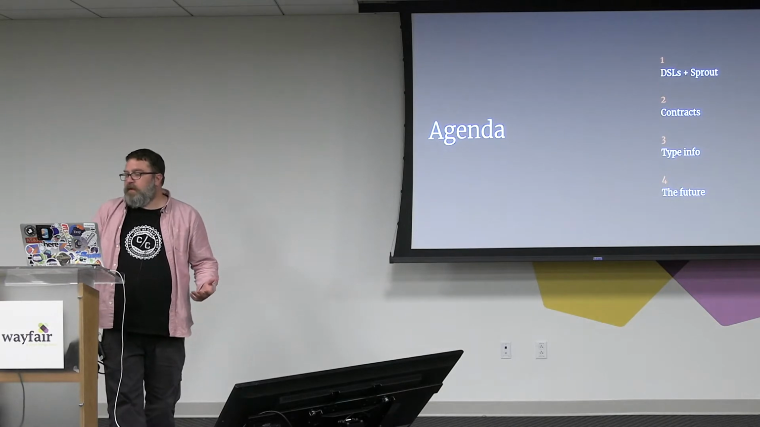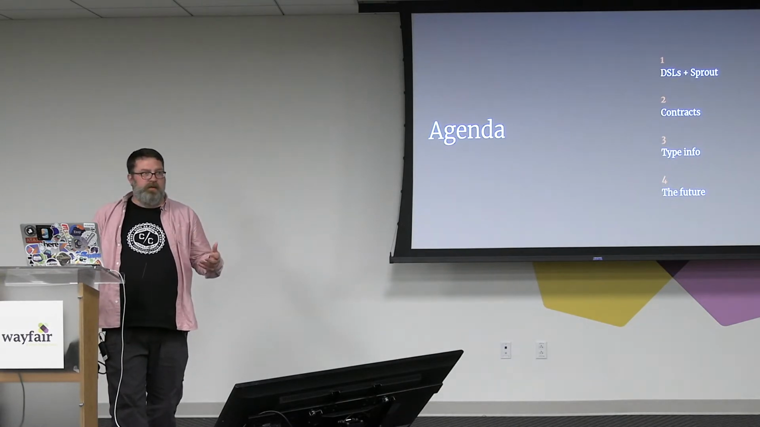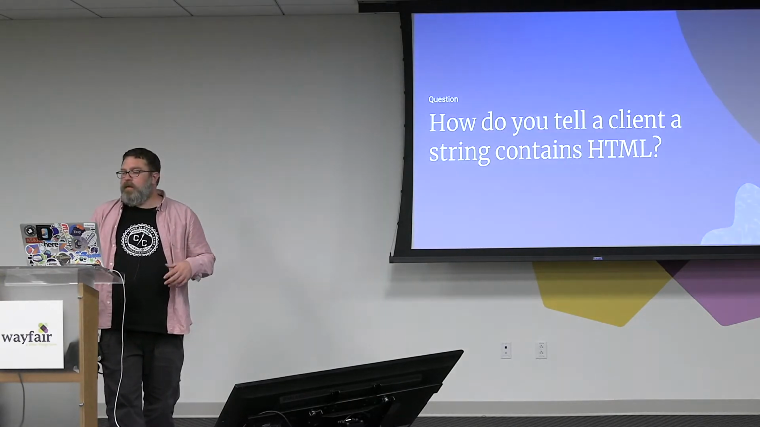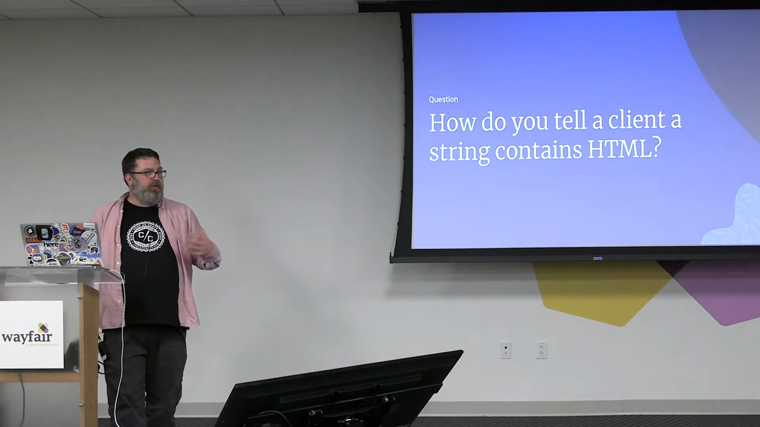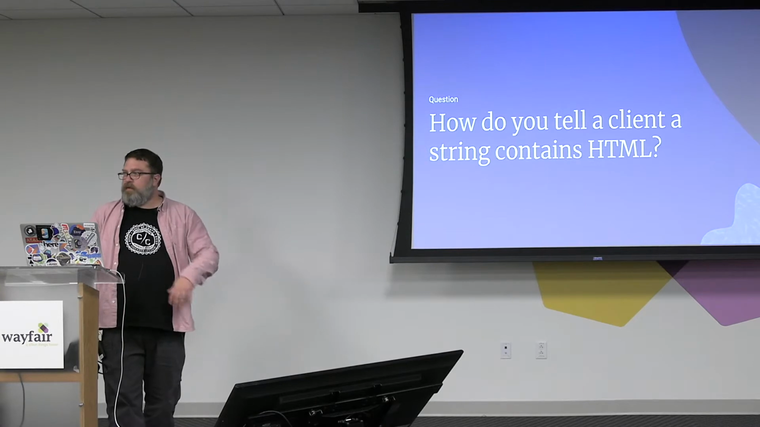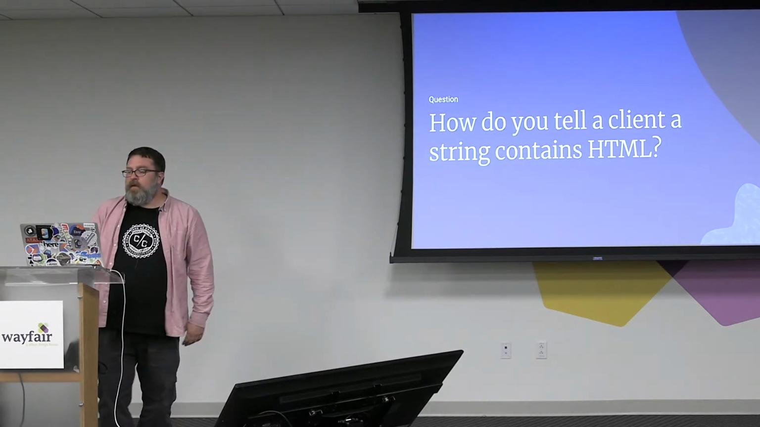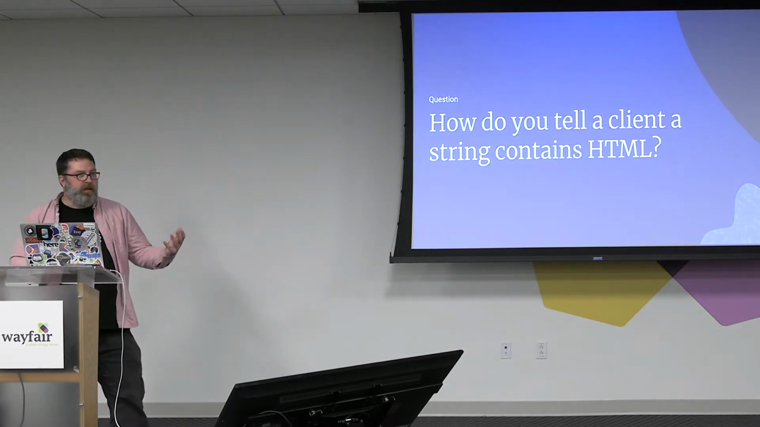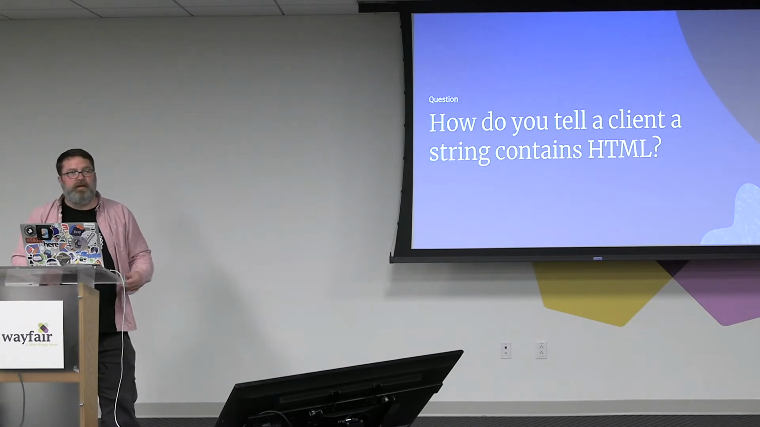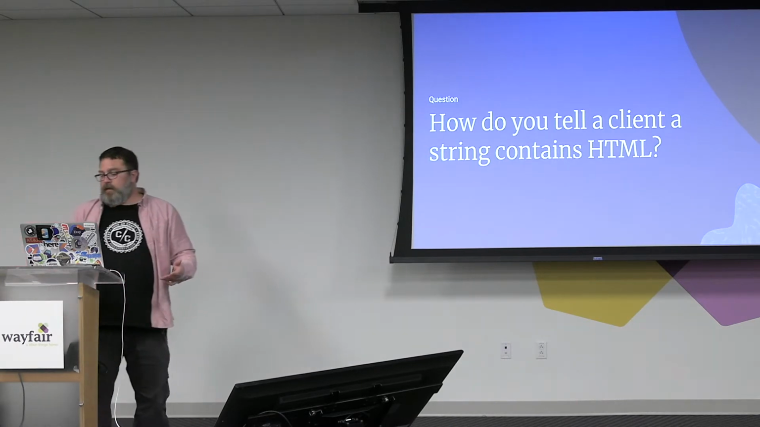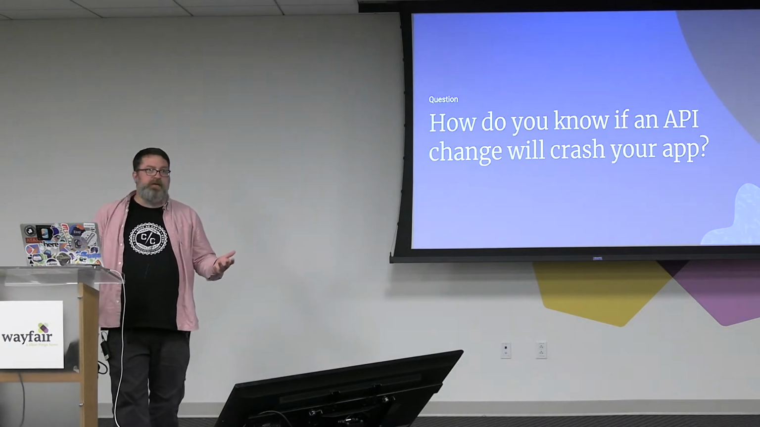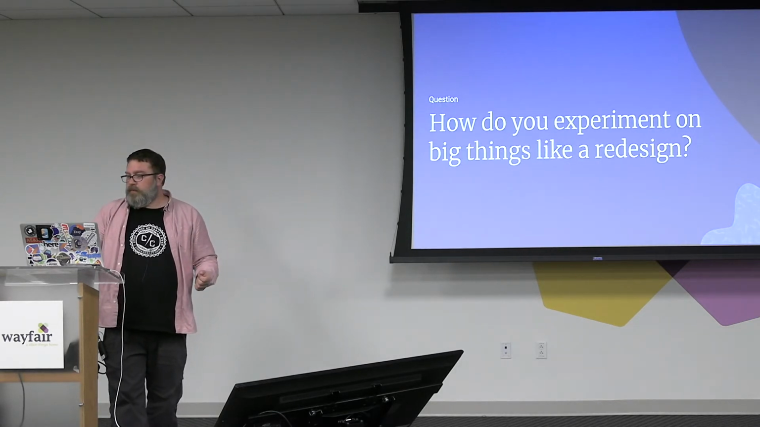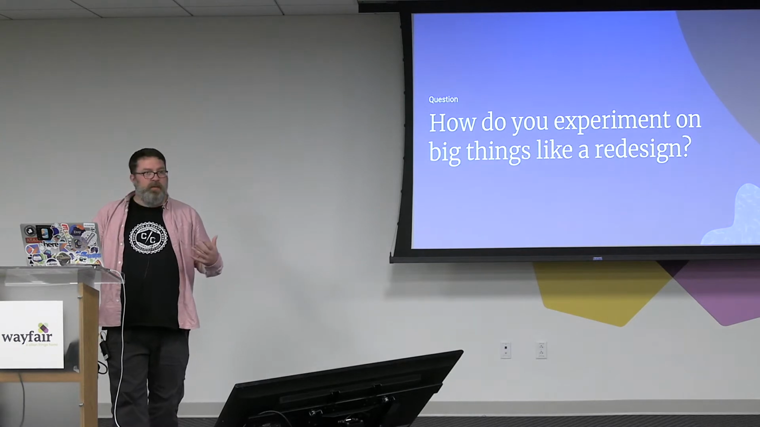As I give my talk, I want people to keep a couple of questions in their heads, specifically 3 questions. How would you go about solving this given your current tool set or any libraries you want to use? How would you tell a client that a string you sent it over the wire contains HTML? How do you know if an API change will crash your app? And how do you experiment on big things like a redesign?